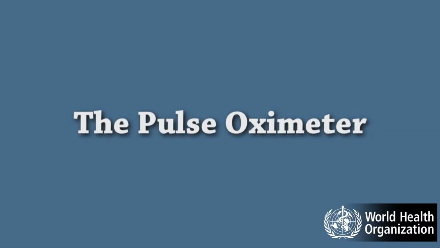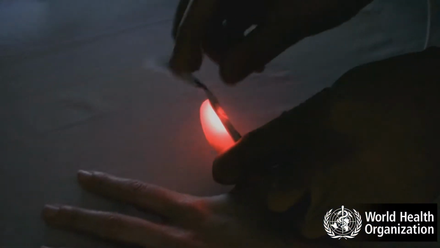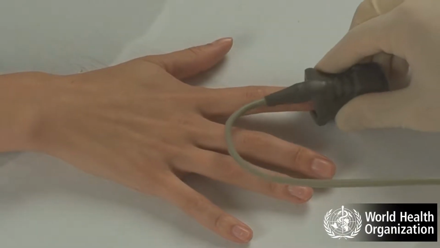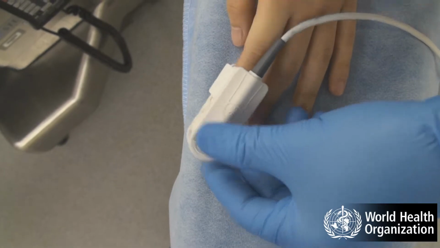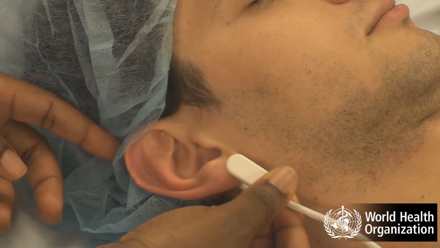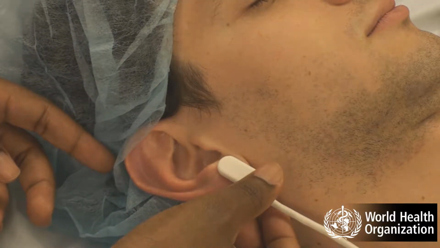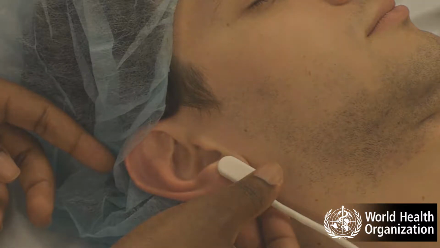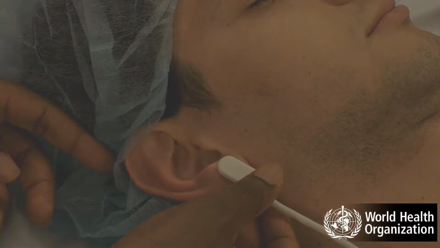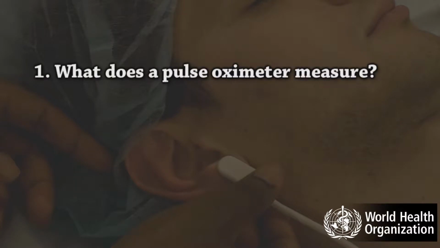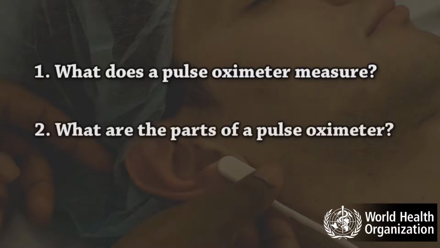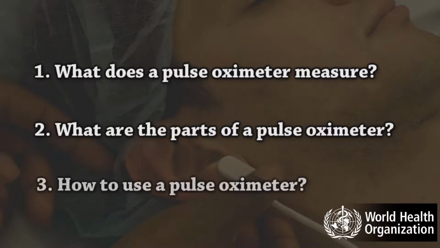The pulse oximeter. There are many different models of pulse oximeters available that may differ in appearance and size. However, the underlying function is the same in all of them. This section will cover 3 key concepts common to all pulse oximeters. 1. What does a pulse oximeter measure? 2. What are the parts of a pulse oximeter? 3. How to use the pulse oximeter.